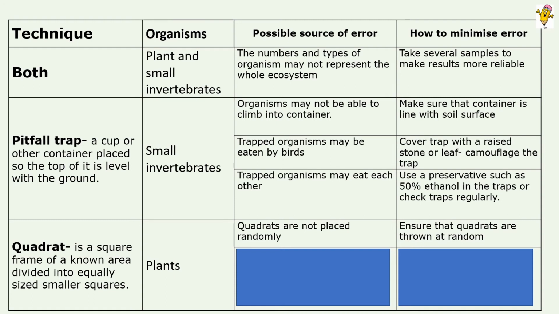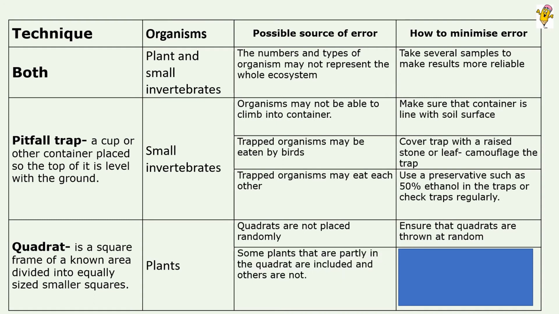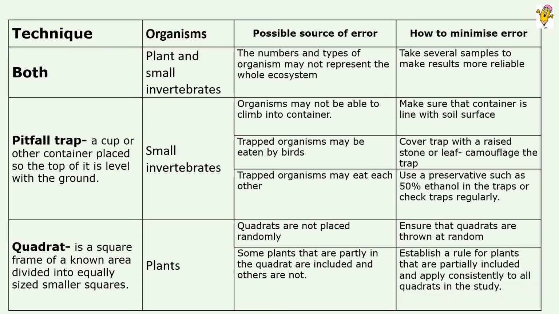And then your other possible source of error of a quadrat is that some plants that are partly in the quadrat are included and others are not. How to minimize that error would be to establish a rule for plants that are partially included and apply it consistently to all quadrats in the study. So well done if you managed to get that correct. If not, then you need to learn this table and pause the video.